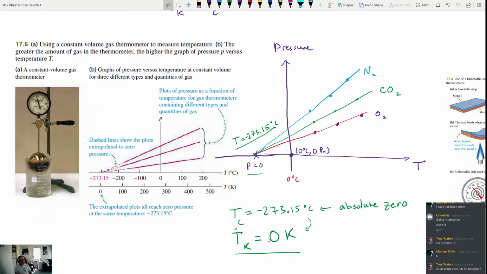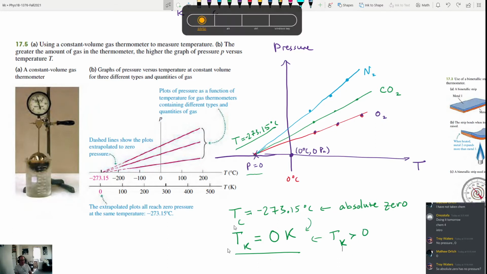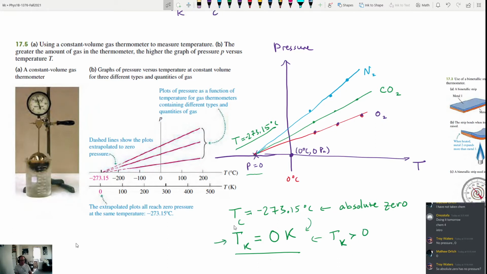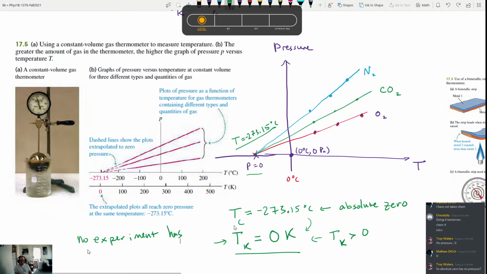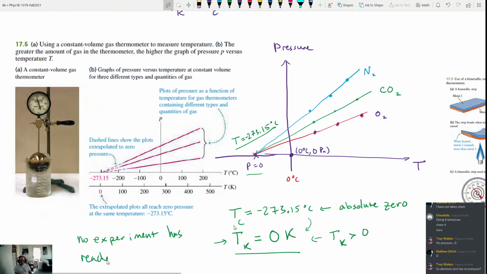And what that means is there's no more negative temperatures when you use the Kelvin scale. So in the Kelvin scale, the temperature in Kelvin is always greater than 0, okay? It will always be greater than 0. And I say always greater than 0 and not greater than or equal to because we have never actually achieved this temperature in the lab. We've never actually reached that temperature.